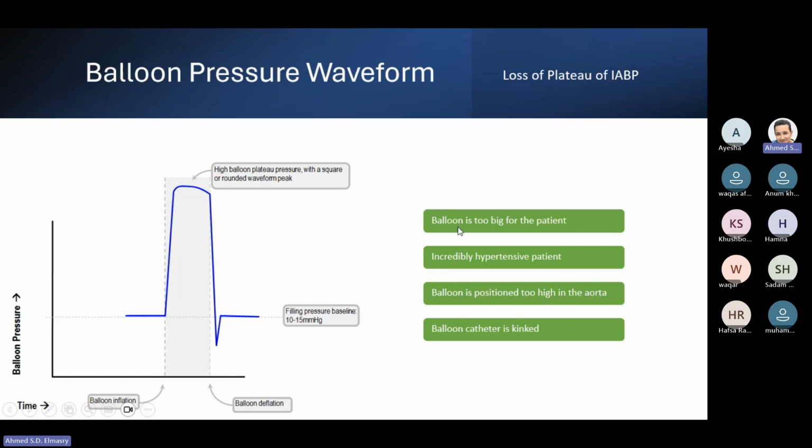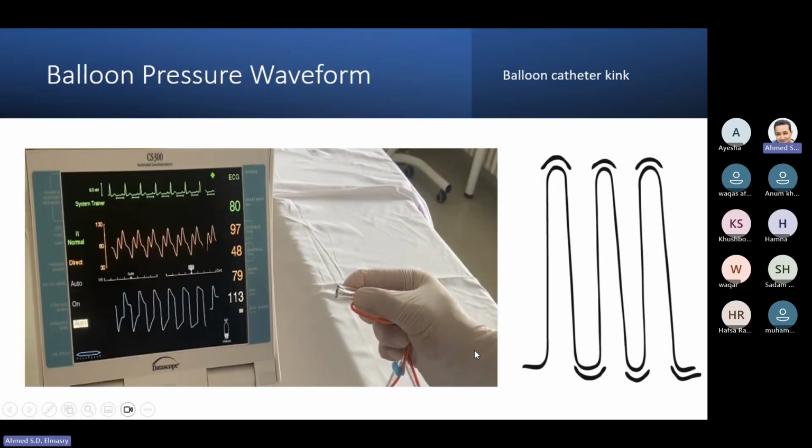It could be due to the intra-aortic balloon being too big for the patient. It could be the patient is incredibly hypertensive, the balloon could be positioned too high in the aorta, or the catheter could be kinked. And this is an example of the catheter kink of the intra-aortic balloon catheter. You will notice that you will lose the plateau of the intra-aortic balloon pressure waveform.